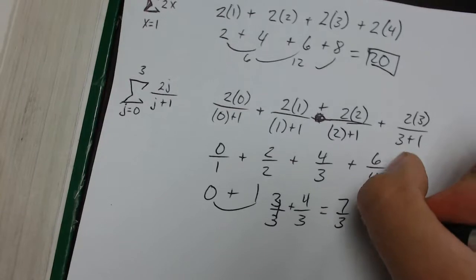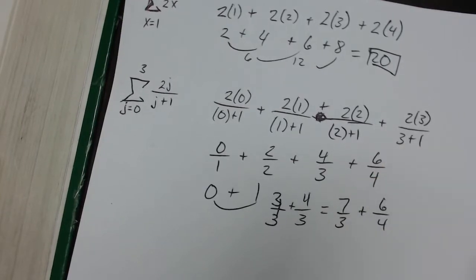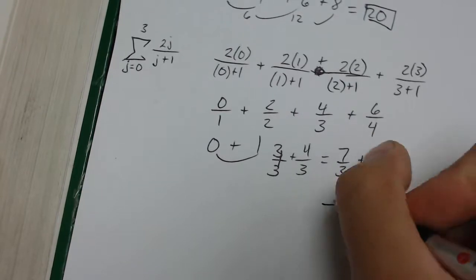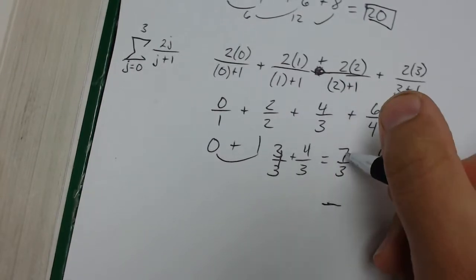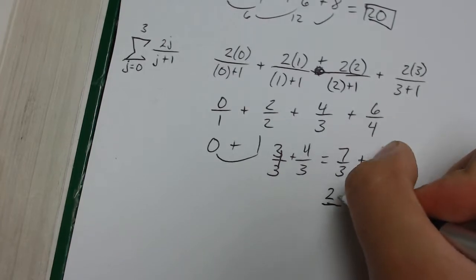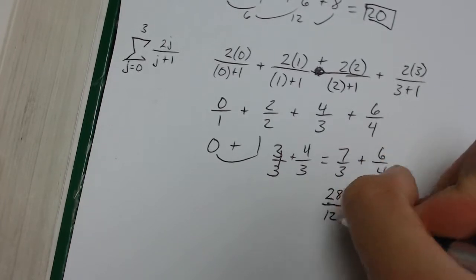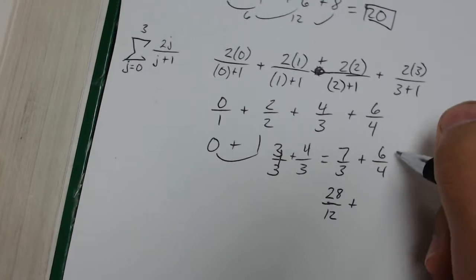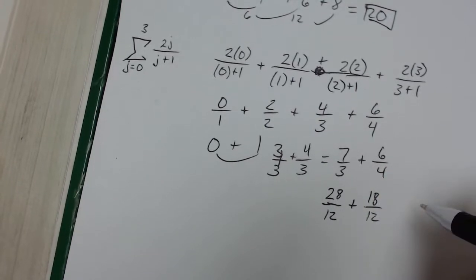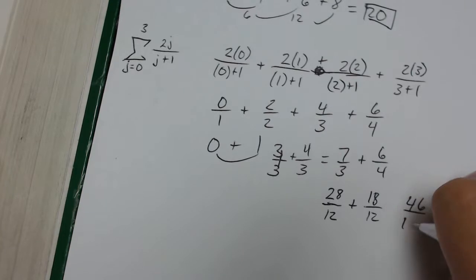Then I have to add 7 over 3 plus 6 over 4. Again, I need common denominators, so we'll go ahead and rewrite these with denominators of 12. This one's going to get multiplied by 4 over 4, which is going to give me 28 over 12. This one's going to get multiplied by 3 over 3, which gives me 18 over 12. 28 plus 18 gives me 46. So 46 over 12.